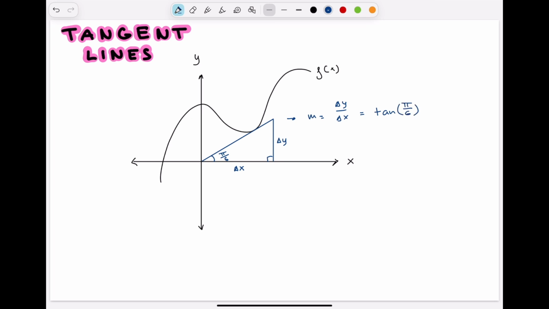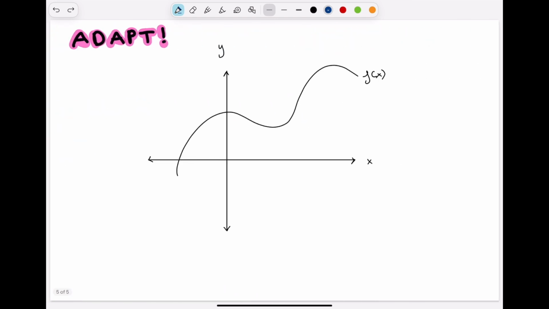Because tan of pi over 6 is this opposite side over this adjacent side. Now this is a really nice example, but in mathematics, we have to be a little bit more creative sometimes and learn how to adapt. So therefore, I'm going to show you this other example really fast.